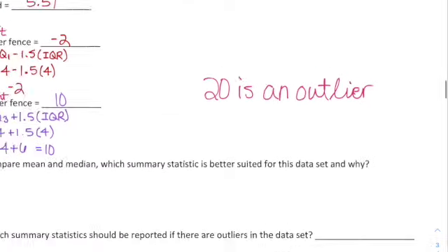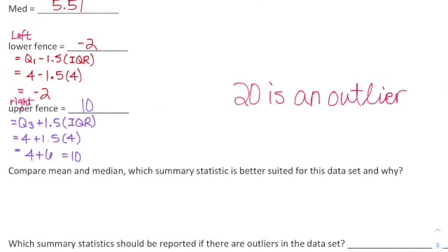Next part. Compare mean and median. Which summary statistic is better suited for the data set and why? The reason it is going to be the median is because the median is a better measure of the center than the mean for a skewed distribution. Now, how do I know this is a skewed distribution? Well, it's because 20 is an outlier. That means the number is going to pull away on the right-hand side. So what kind of skew is it? Well, it's going to be skewed to the right because the whisker is going to get extended very long from there. Okay? I'm going to write it down.